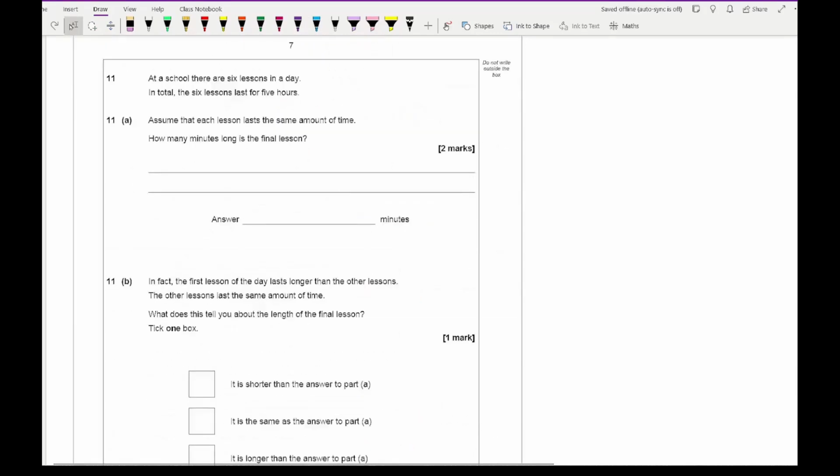Now for question 11, it says that at a school there are 6 lessons in a day. In total the 6 lessons last for 5 hours, and part A says assume each lesson lasts the same amount of time. How many minutes long is each lesson? Now the key thing to remember here is that we've got the total time in hours and we want the minutes. So first thing I need to do is work out what 5 hours is in minutes. So 5 hours equals 5 times 60, and so that equals 300 minutes. And then all I need to do is divide that by the number of lessons, which is 6, and that gives me 50 minutes.